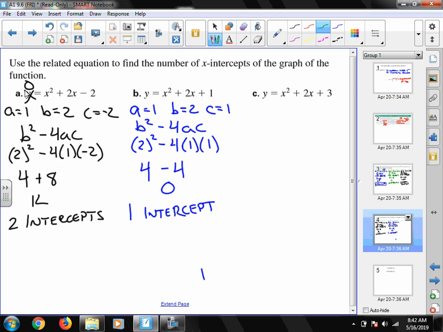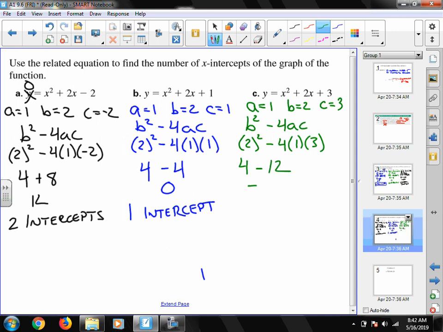And the last one, again, you can probably take a guess at what this is going to be. a is 1, b is 2, c is 3, b squared minus 4ac. I end up with 2 squared minus 4 times 1 times 3. I end up with 4 minus, negative 4 times 1 is negative 4, times 3 is negative 12. 4 minus 12 is negative 8, which means I have no intercepts.